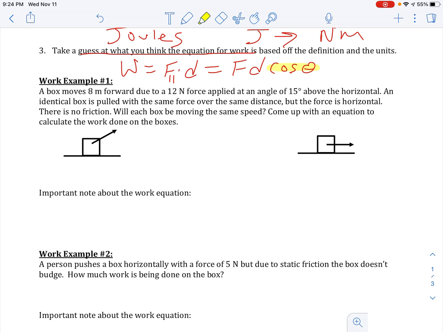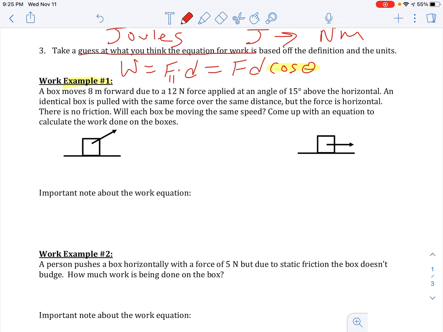In example 1, a box moves 8 meters forward due to a 12 Newton force that's applied at an angle of 15 degrees above the horizontal. An identical box, this one over here, is pulled with the same force over the same distance, but the force is horizontal. There's no friction in either case. Will each box be moving the same speed? Come up with an equation to calculate the work done.